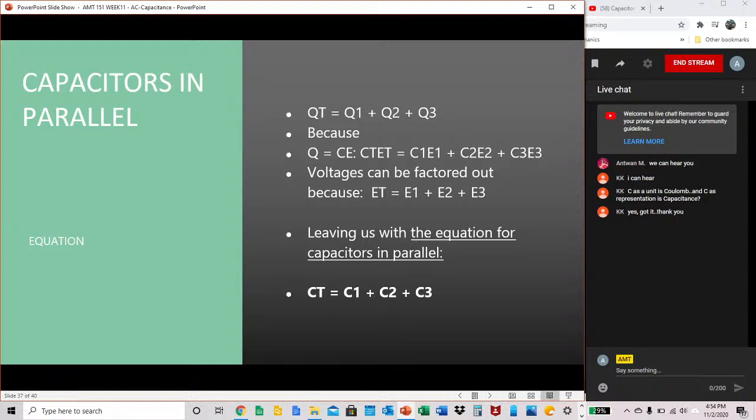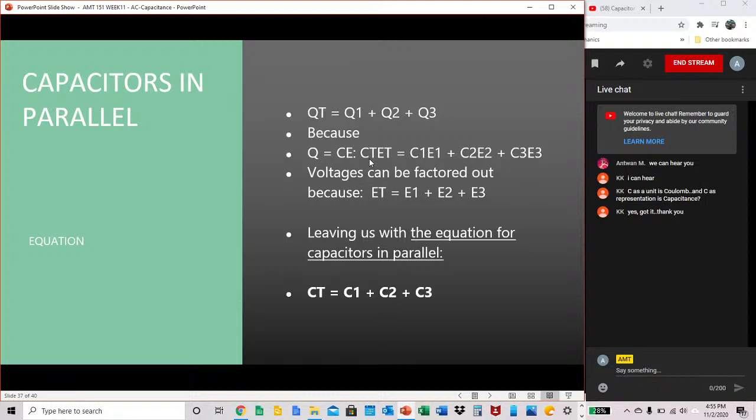And here we have your equations. For parallel circuits, our total charge is equal to our charge on capacitor 1 plus charge on capacitor 2 plus charge on capacitor 3. And so, because of that, we can say that the charge is equal to the voltage times the capacitance. This is a little confusing in the slide. It details this a little better in the book.